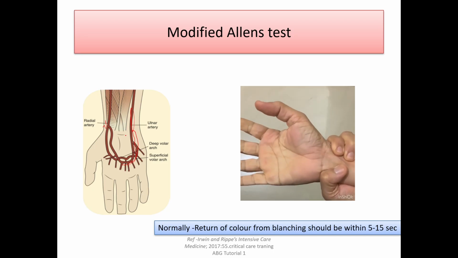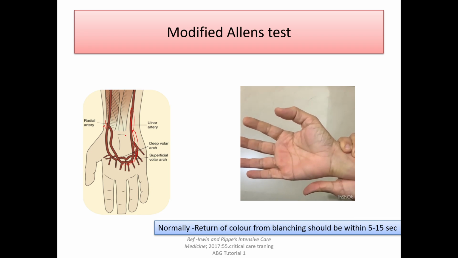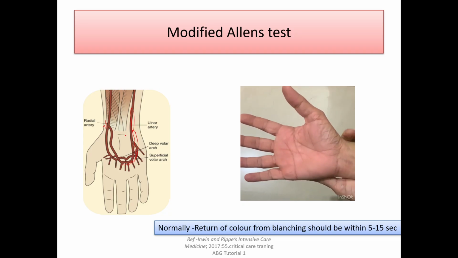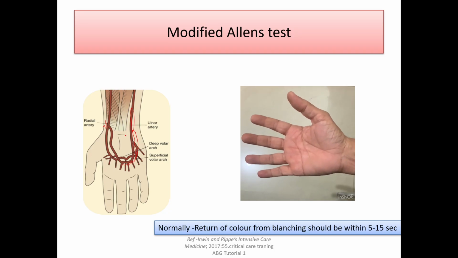Then open the hand. You see the pale color. So blanching is seen. Now to check the intactness of the collateral, release the ulnar side. So the ulnar side is released and the original color has returned, within 5 to 15 seconds. That means the collateral is functional, and there is no risk of radial cannulation. So we can do radial cannulation. The test doesn't show that there is any problem with the collateral circulation. This is the most important thing which is forgotten.